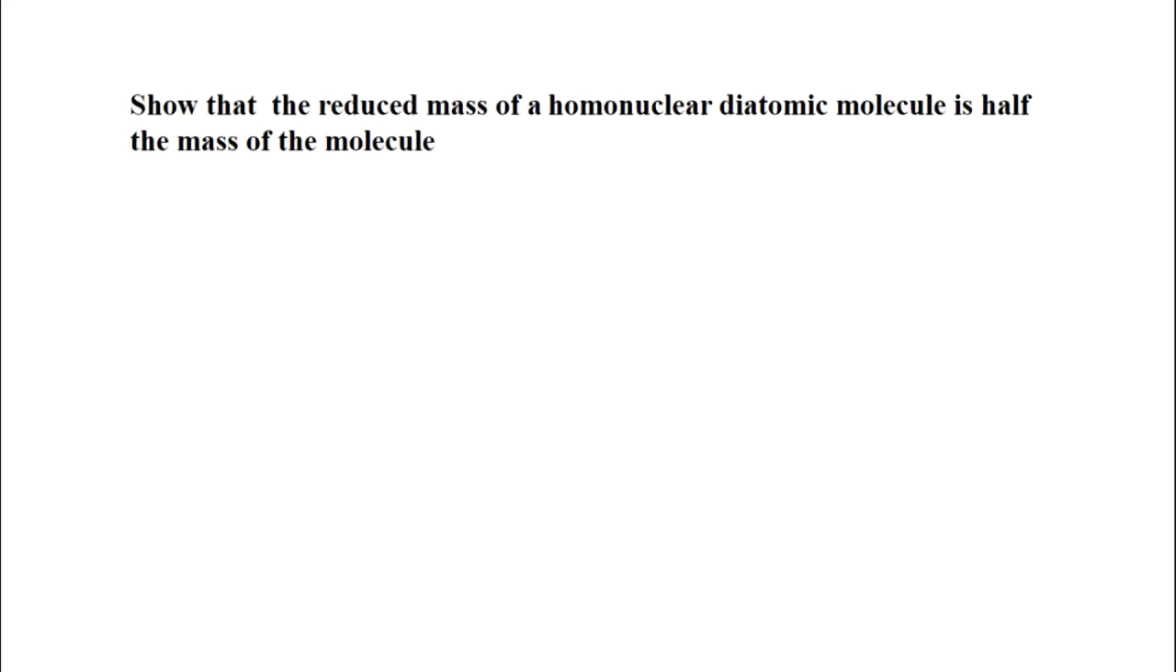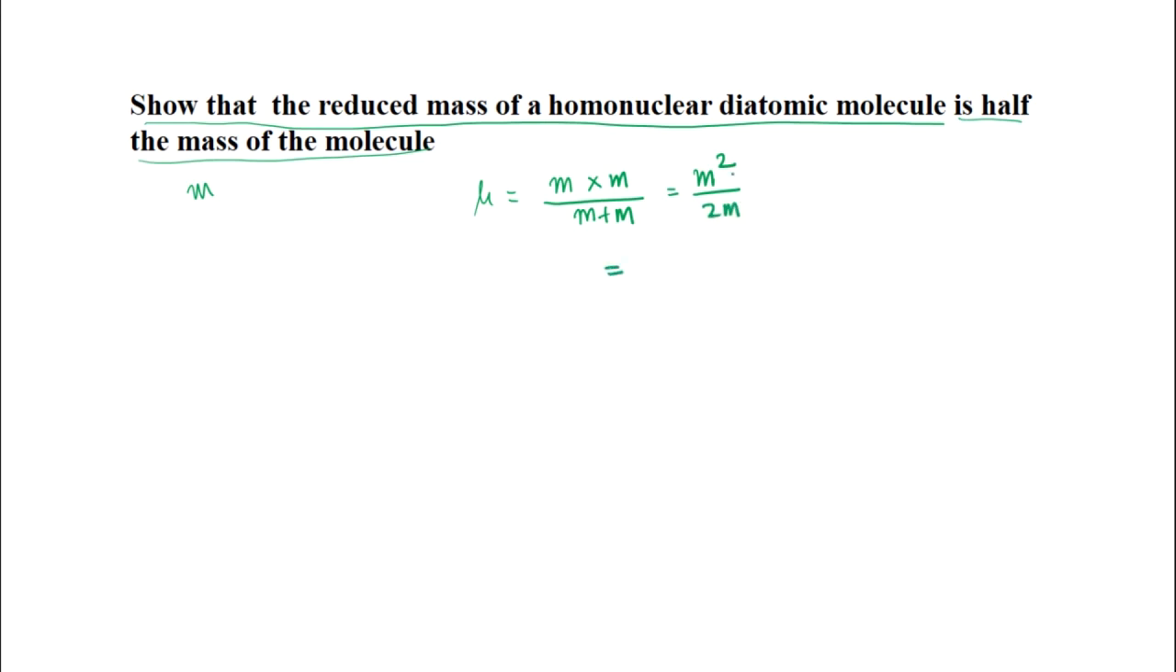So, we have the first problem. The first problem is: show that the reduced mass of a homonuclear diatomic molecule is half the mass of the molecule. The mass of the molecule is, let us say, m. For the homonuclear diatomic molecule, the reduced mass is m times m divided by m plus m. So, this is given by m squared by 2m, that is, if we cancel m and m, what we get is m by 2. So, it is easy to show that the reduced mass of a homonuclear diatomic molecule is half the mass. Let us go to the next question.